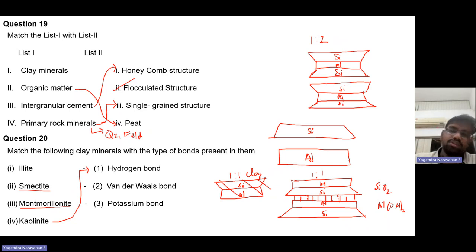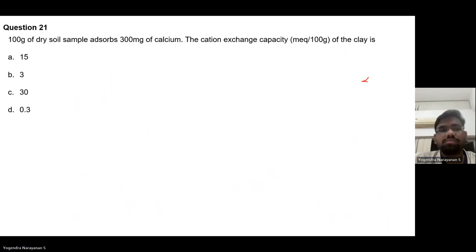So here, in case of smectite and montmorillonite, there will be very weak London forces, that is van der Waals forces. Van der Waals forces are also known as London forces. Very weak van der Waals forces of attraction, which get weakened when water enters into it.